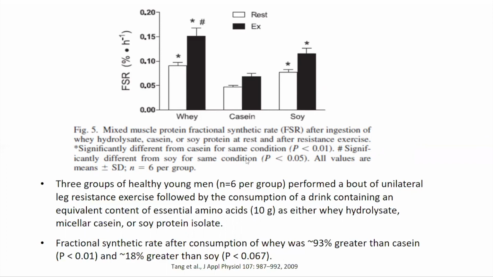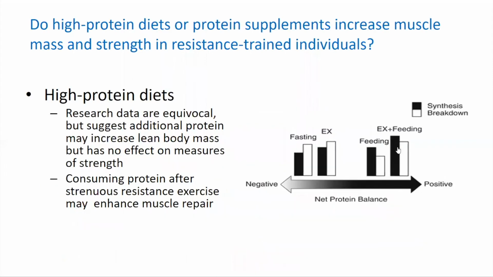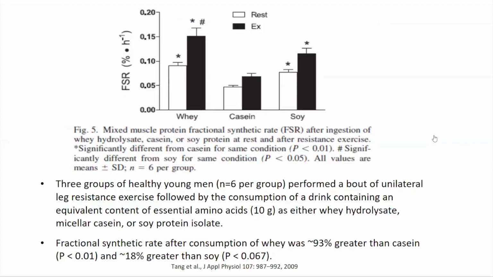And this is where this graph comes from, where our positive protein balance is going to be maximized when we feed with whey-based protein and combine it with exercise. And the mechanism behind this is because exercise and amino acids, specifically leucine, and also insulin, are stimulators of protein synthesis or muscle growth.